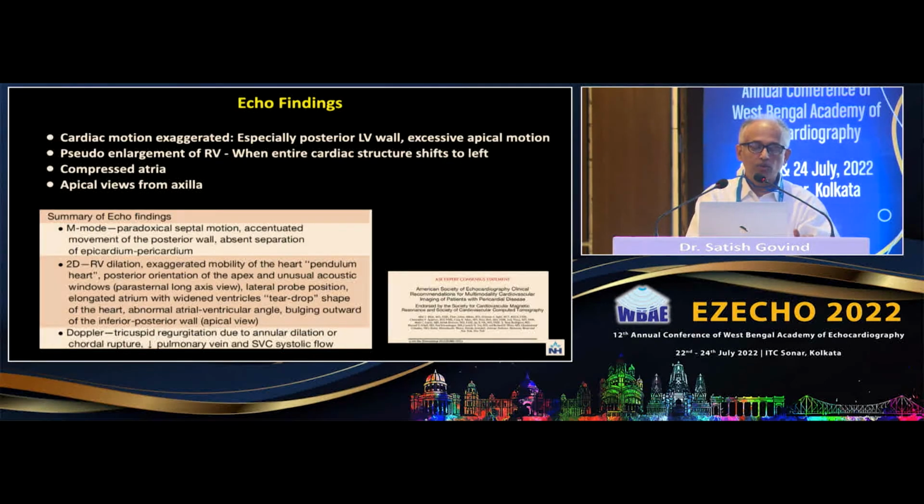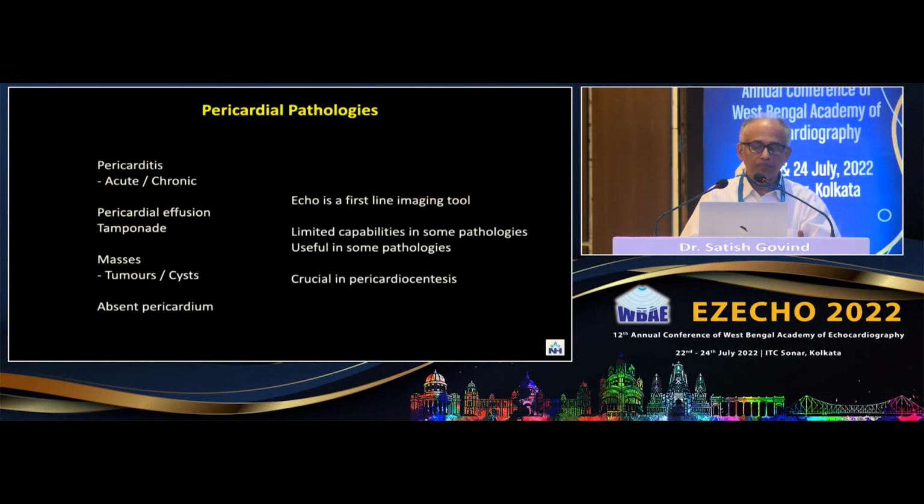So echo findings: you have a very exaggerated cardiac motion, especially the posterior wall, and then the apical motion also, and then we have a very large RV because the entire cardiac structure shifts to the left, and then you can have compressed atria. Many times you'll have to use apical views differently because the axis would have shifted, so you'll have to look at it from the axilla. And then there are these terms, pendulum heart, and the teardrop shape where you have the tapering atria and then the large left ventricle. So this is how one can look at pericardial pathology.